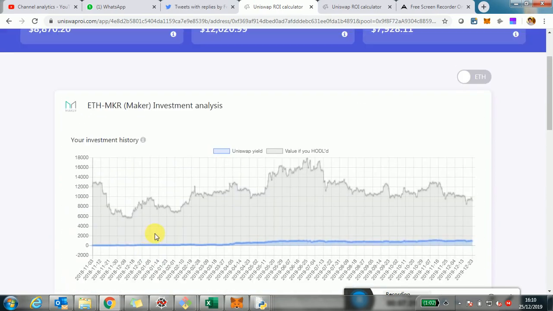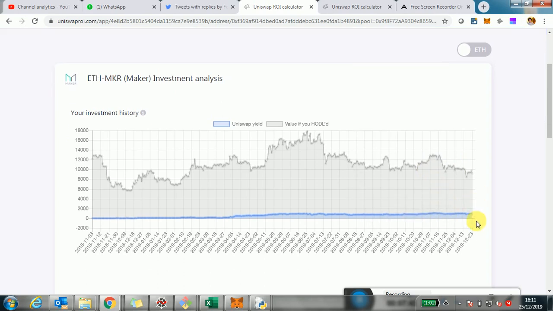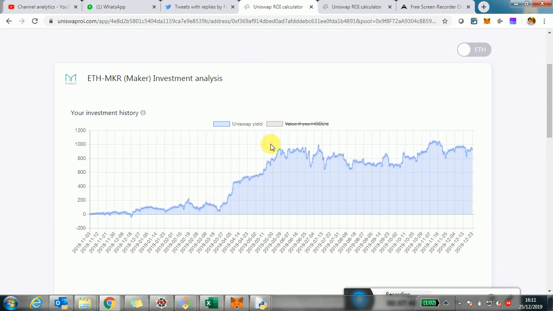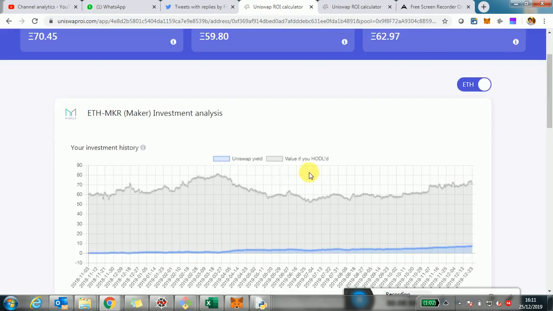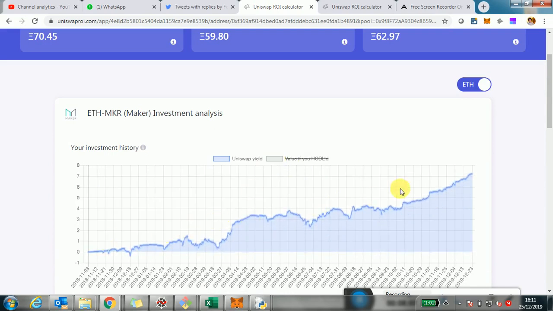And here the chart again shows us the value that would be there in the case of holding plus the actual net effect of Uniswap. In dollar terms, the effect of Uniswap has been tapering off, again due to the variation of the price of Maker and Ether in the last four to five months. But if we calculate this in Ether, we see more of a continuous growth in terms of the return that Uniswap produced.